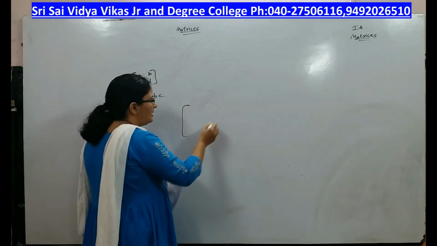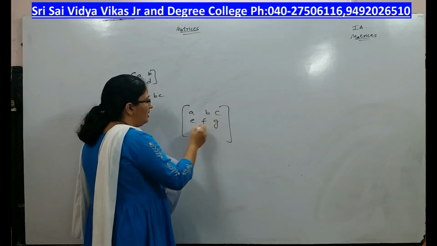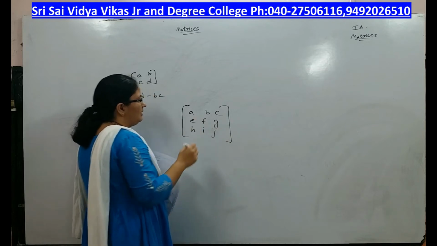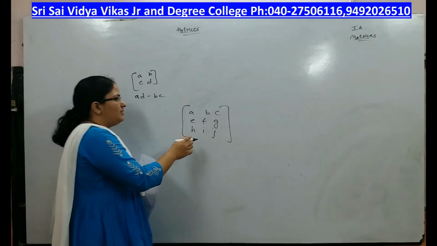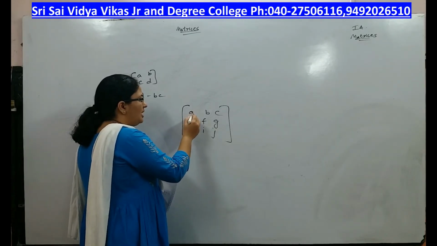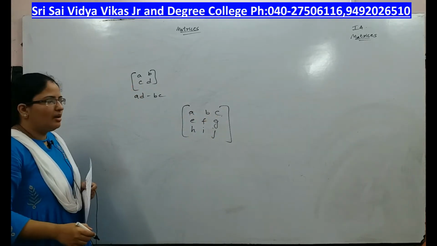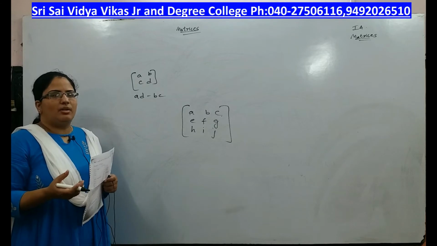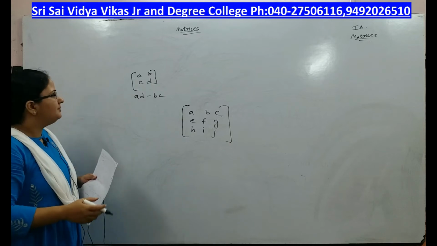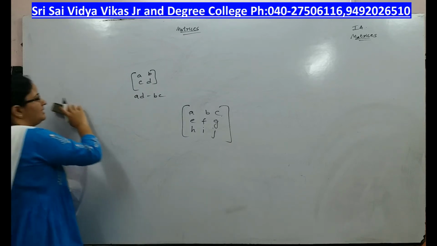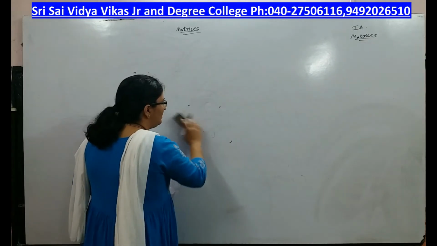Similarly, for a 3 by 3 matrix, let us say you have A, B, C, E, F, G, H, I, J. You have something like this. Then the determinant of this matrix is the sum of the products of the elements of the first row with their cofactors. Now, what are these cofactors? We'll discuss while we are doing the problem. You will understand what a cofactor is. Now, let us observe some problems based on determinants.